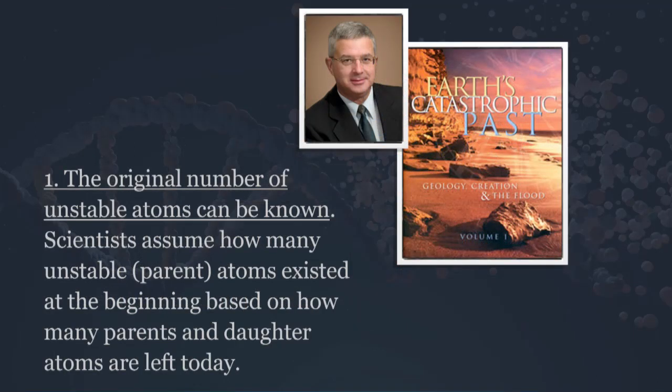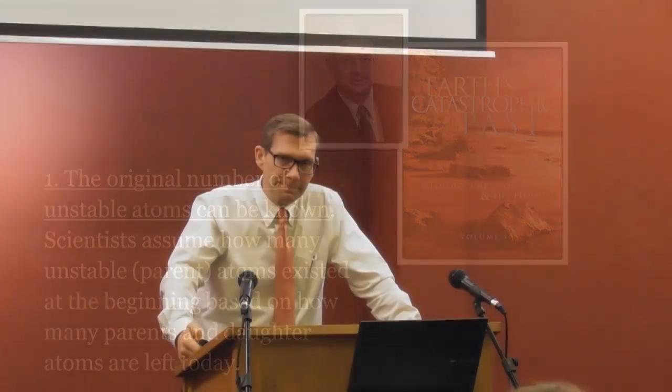Number 1, he says the original number of unstable atoms can be known. That's an assumption. Scientists assume how many parent atoms or unstable atoms existed at the beginning based on how many parent and daughter atoms are left today. Now, right away you can see, okay, they're going to work out, well, there's this many left today, and we think the world is so many millions of years old, so therefore there must have been this many parent atoms at the beginning. Can you see how they're using evolutionary assumptions?